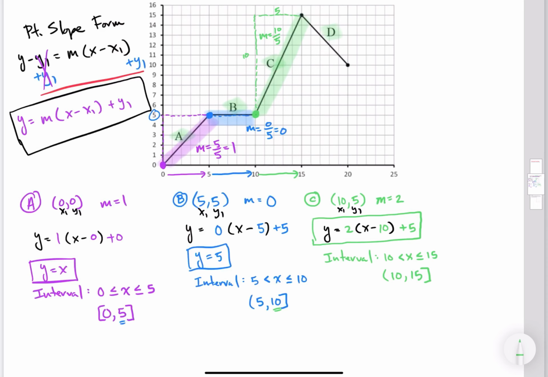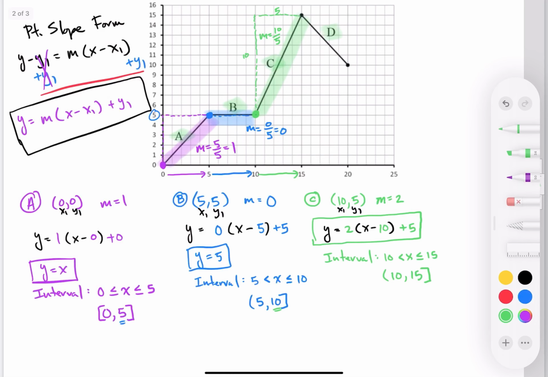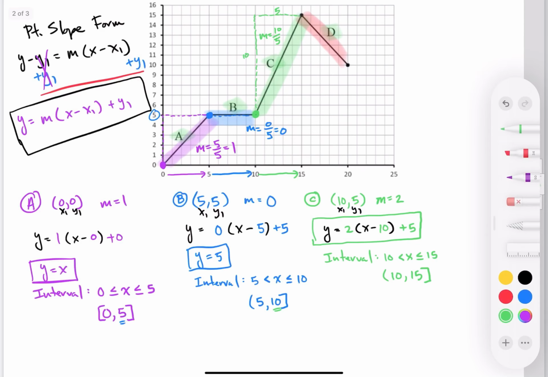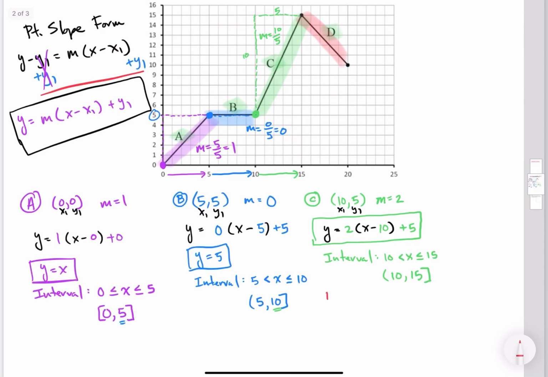All right, we got one more piece, and that's going to be D, and I'm going to go ahead and do that in red here. So we want to go ahead and write out the equation for this line right here. And I'm going to try to squeeze that in right over here on the bottom here. So D, the beginning point of D is located right over here at 15, 15.